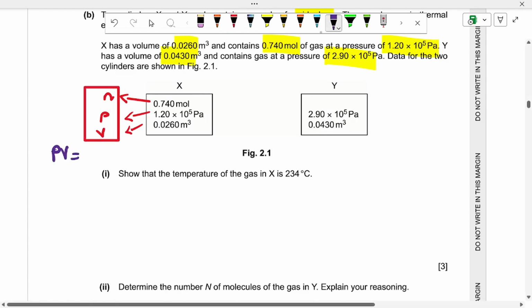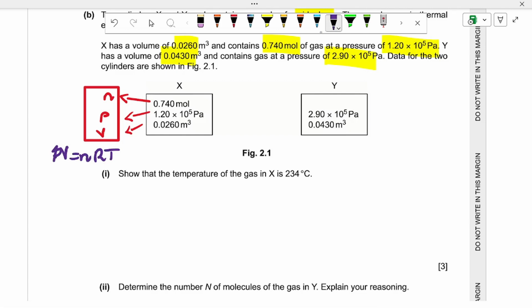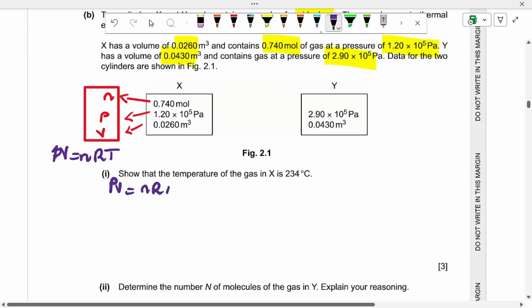PV is equivalent to nRT, because it links pressure, volume, number of moles, and the temperature, or you know it because you can find it in your data booklet. So the temperature: I first write PV equals nR times T.